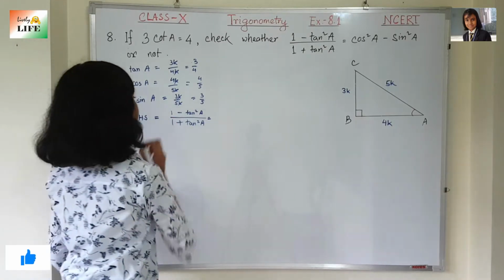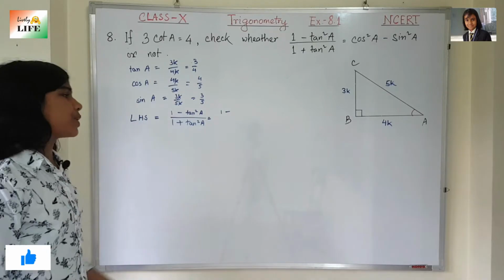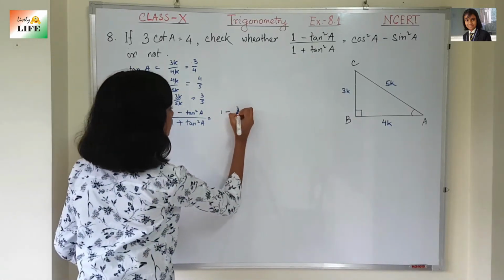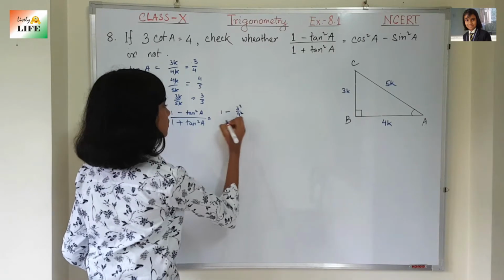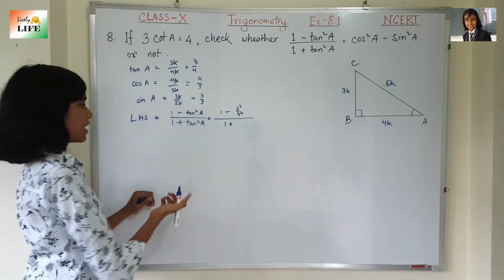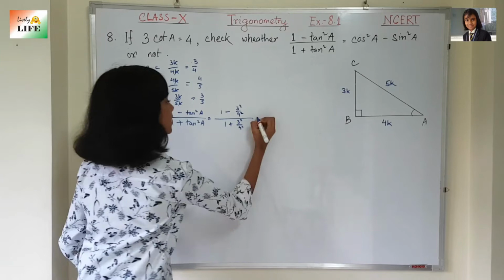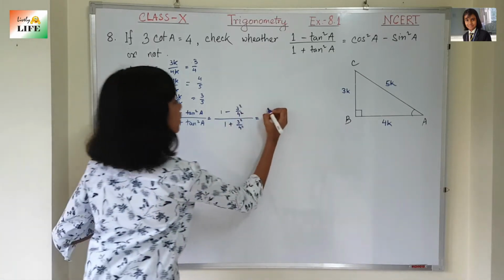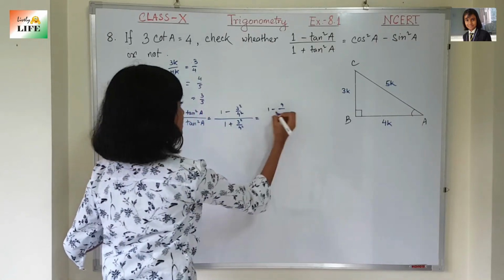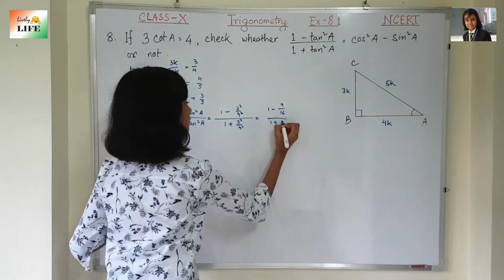Now, 1 minus... we have found out tan A is 3 by 4. Then what will be tan square A? 3 square by 4 square. By 1 plus tan square A, again 3 square by 4 square, is equal to 1 minus, what is 3 square? 9. What is 4 square? 16. What is 3 square? 9. 4 square is 16.